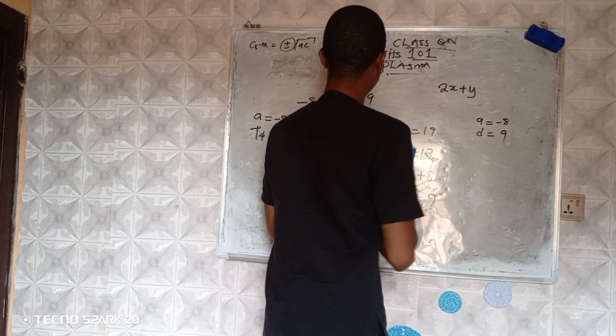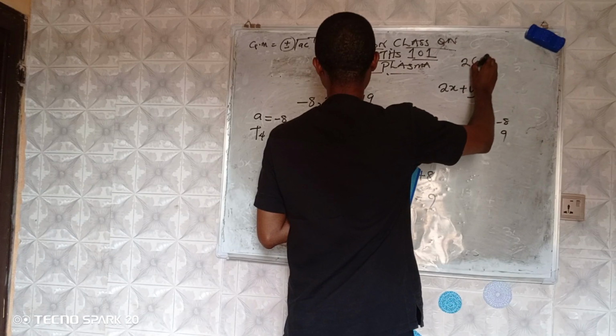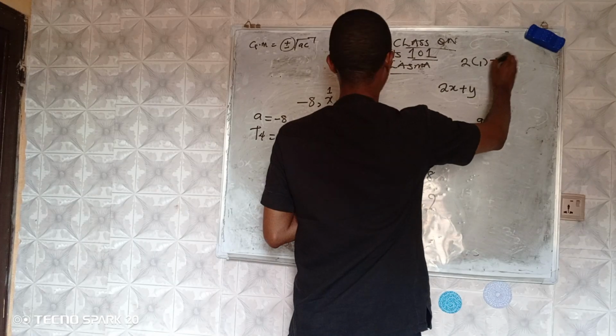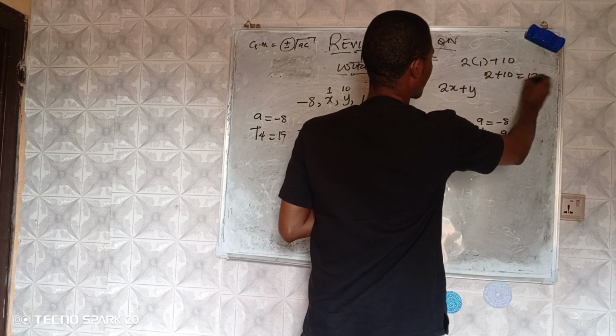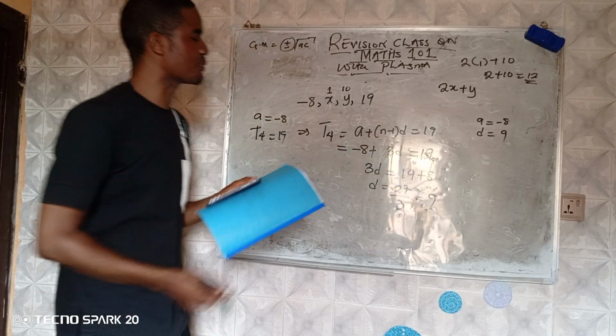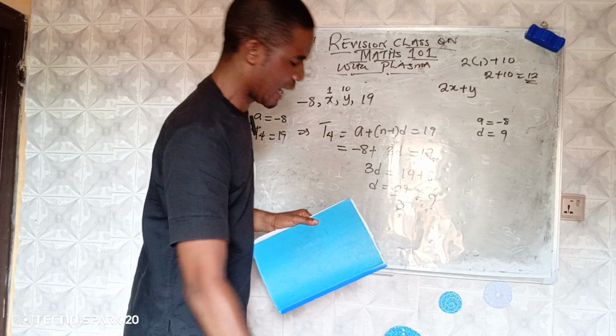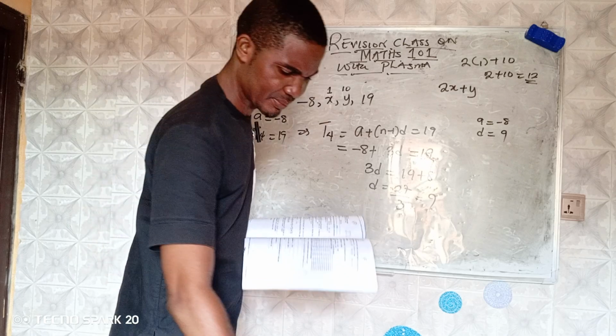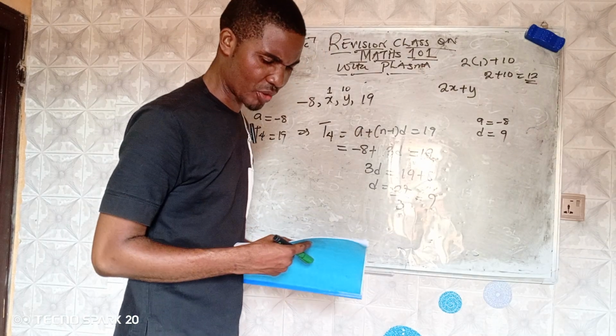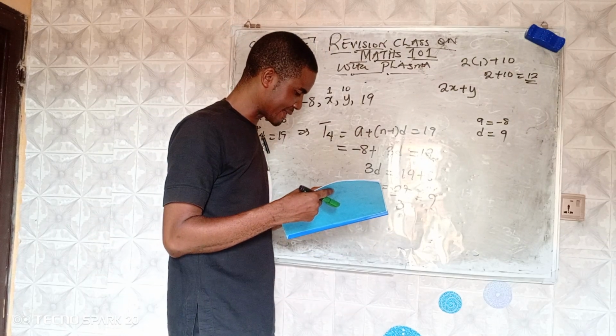I bring it into this. I'm going to be having 2 into 1 plus 10. 2 times 1 is 2 plus 10, which will give me what? 12. So the value of 2x plus y is equal to 12. I want us to master the way the questions are coming. Okay? We have seen question number 4. We have seen question number 5. Look at question number 6.